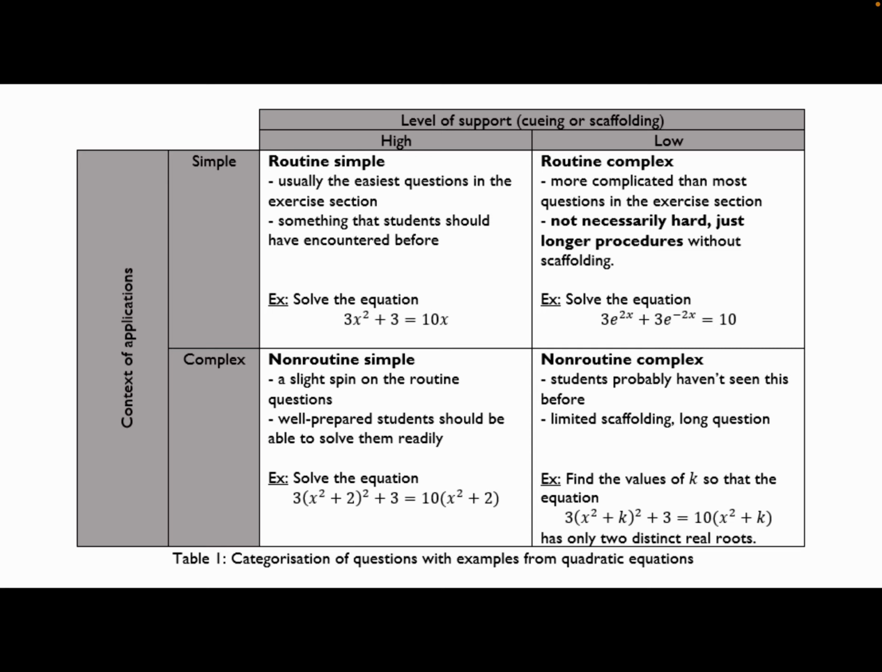Now, on the top right, we have a question that I consider routine complex. By the way, I borrowed this language from Queensland. So a routine complex question is more complicated than a routine simple one. It's not necessarily hard, it's just longer and usually without scaffolding. So solve the equation, 3e to the 2x plus 3e to the negative 2x equals 10. This is something you would see on the A-level exam.